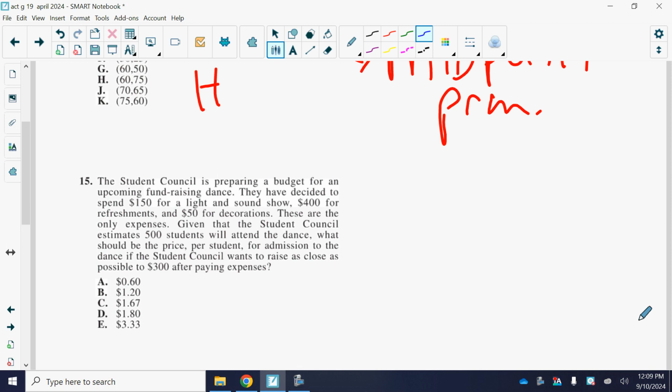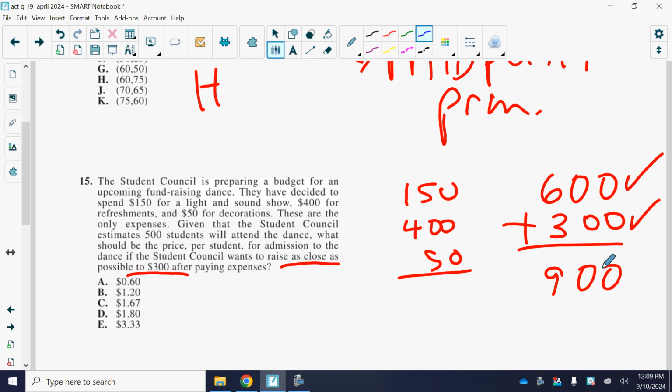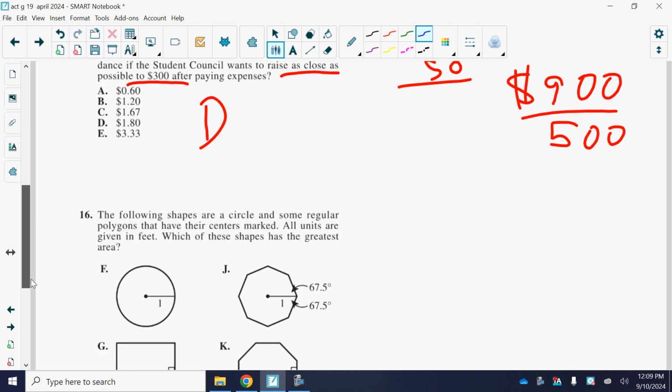This one confused me, but I realize I'm spending all this money. I'm spending $150, $450, so that ends up being $600 spent for the thing. It says I want to raise $300, so I need to pay for all of my expenses and what I want to raise. I want to really raise $900. And how many people are showing up? 500. So I take the 900 and divide by 500, and I get $1.80.